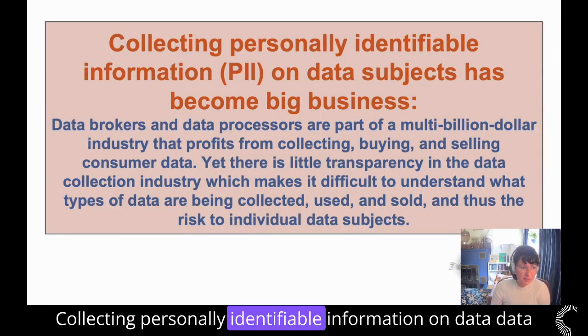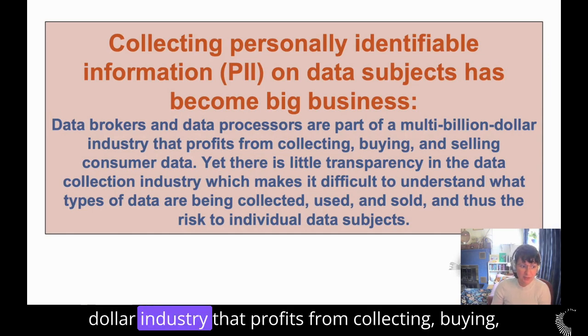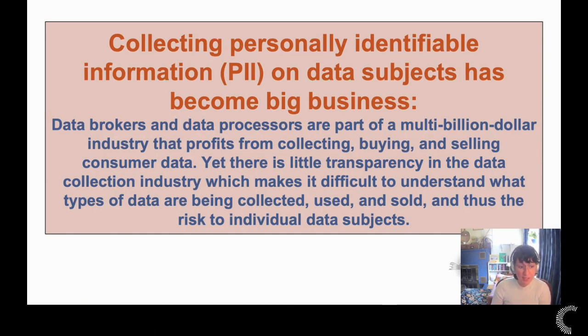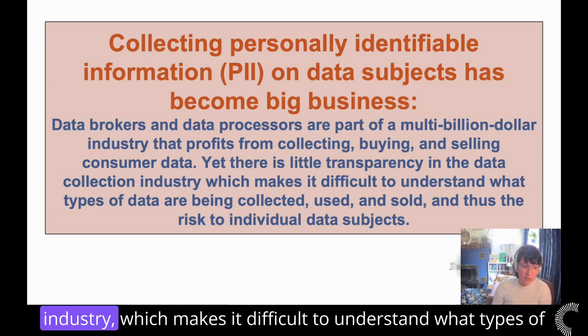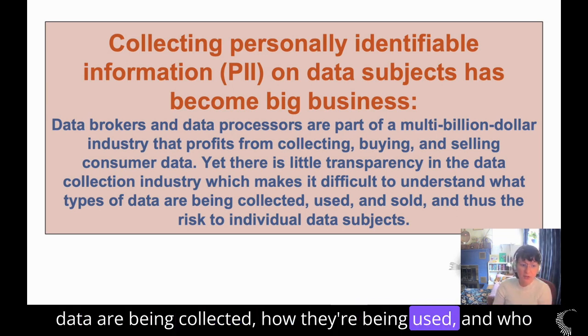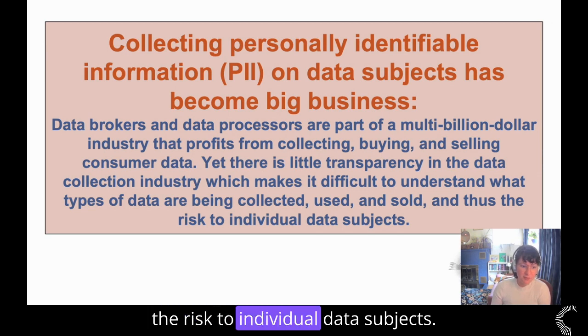Collecting personally identifiable information on data subjects has become part of a multi-billion-dollar industry that profits from collecting, buying, and selling consumer information. The big problem is that there's little transparency in this industry, which makes it difficult to understand what types of data are being collected, how they're being used, and who they're being sold to, and to be able to understand the risk to individual data subjects.